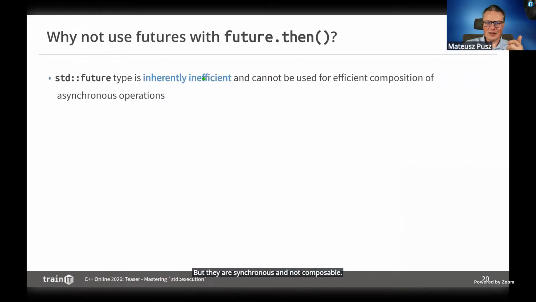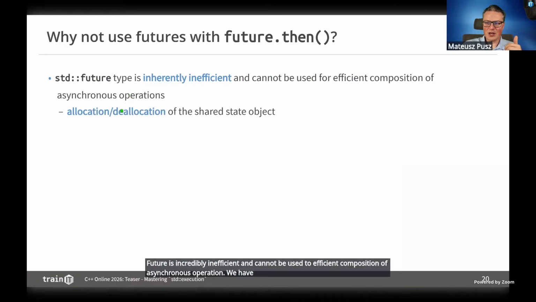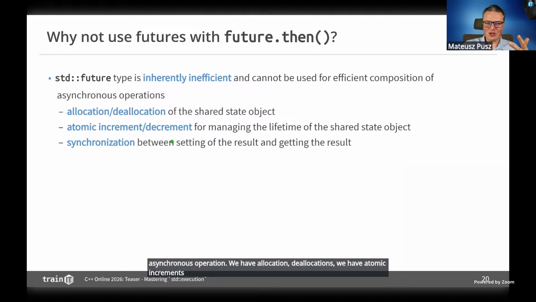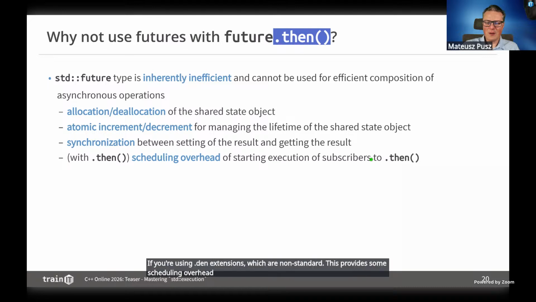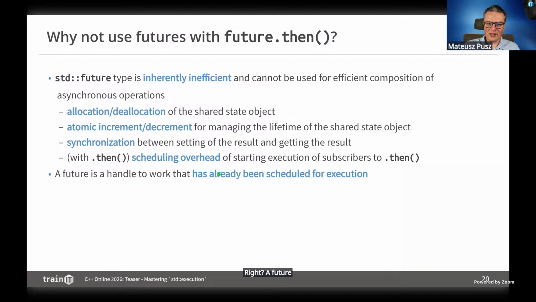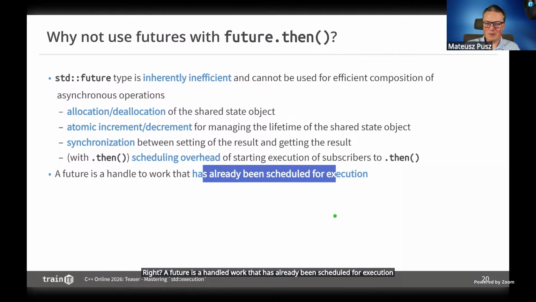Future is inherently inefficient and cannot be used for efficient composition of asynchronous operations. We have allocations and deallocations, we have atomic increments and decrements, we have synchronization between setting of the result and getting the result. If you're using .then extensions, which are non-standard, this provides some scheduling overhead, and it's also hard to reason about this work because when you actually get the future, this work may have already started. It's already working, so it's hard to prove that there are no races. A future is a handle to work that has already been scheduled for execution, which may be a potential issue.